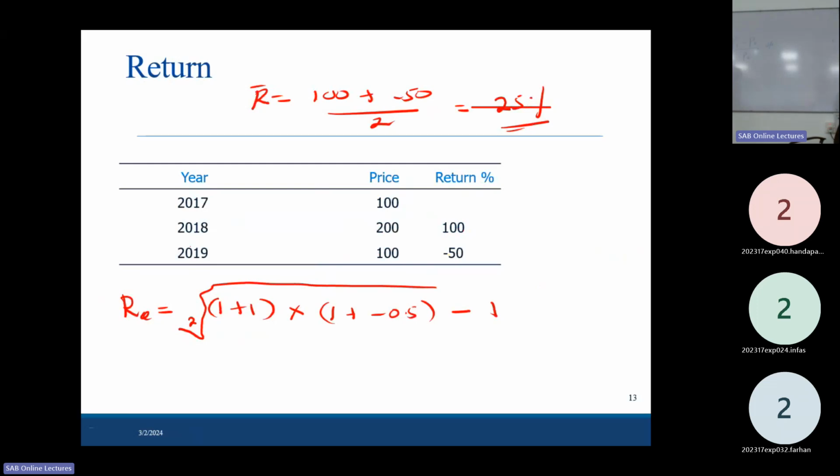1 plus 100, 1 plus minus 50. Number of observations is 2. This is the normal square root because we have only 2 observations. But anyway, if there are 10 observations, then it is the 10th root, not the normal square root, right? And whenever there are 10 or whatever number of observations, from that answer you have to deduct the 1.